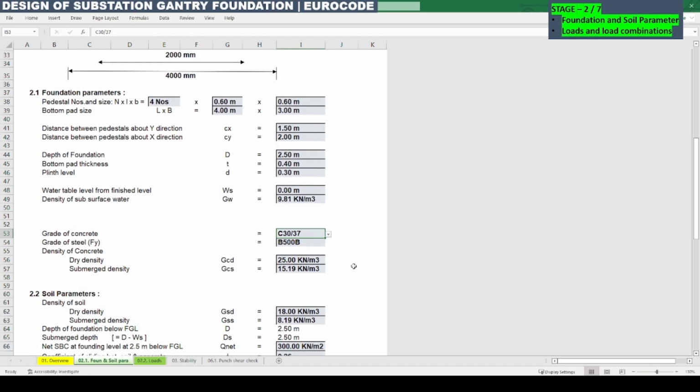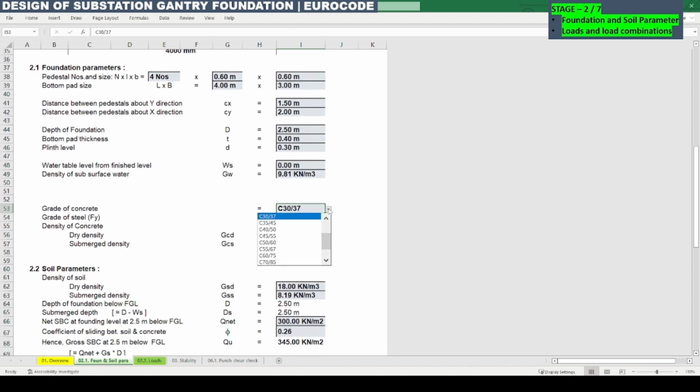And the grade of concrete we are assuming as C30/37. Here that C means compressive strength of concrete, and 30 means the compressive strength of concrete in a cylinder, and 37 is the compressive strength of concrete in a cube.